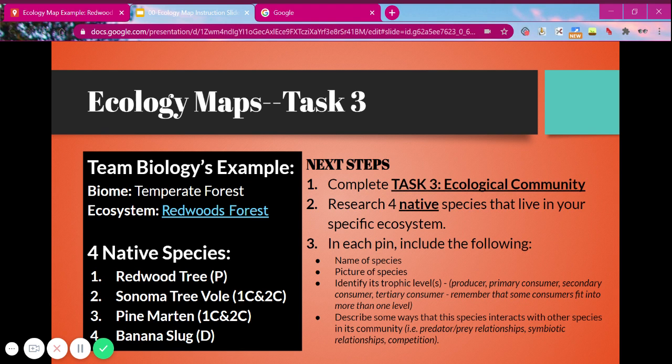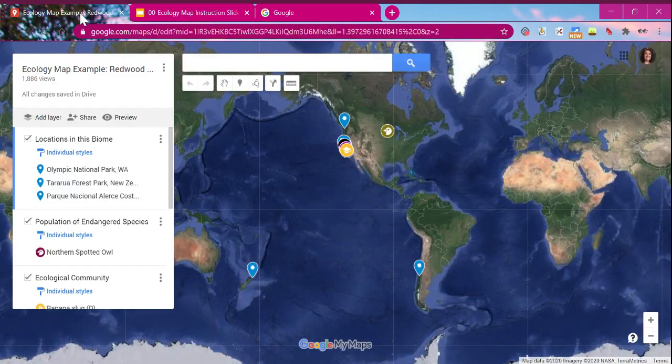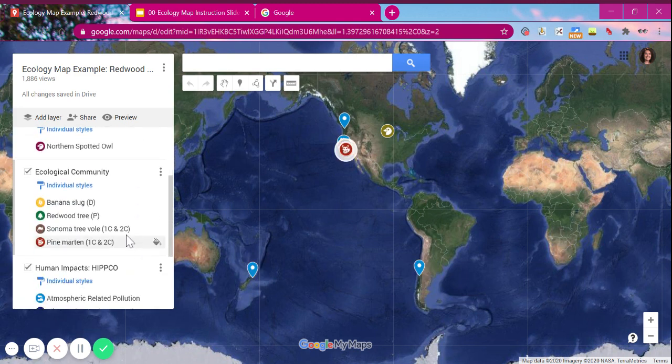So let's take a look at the California redwoods forest example so you can see what these pins look like. All right, so here's my map again. I'm going to go to the layer ecological community because that's where I'm going to be putting my 4 native species pins. As you can see here, I have each of their names, and you can use the common name. You do not have to use the scientific name of these species. And I did distinguish using parentheses what trophic level it belonged in.